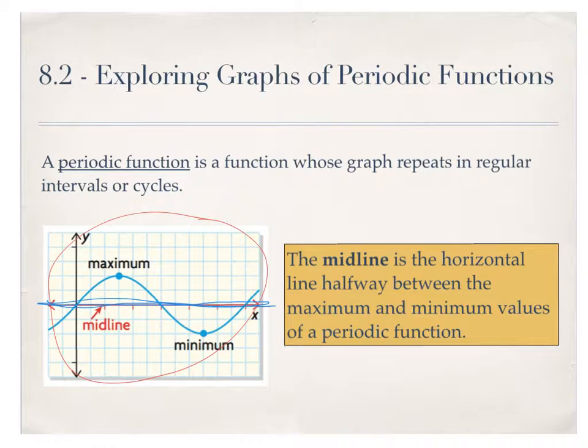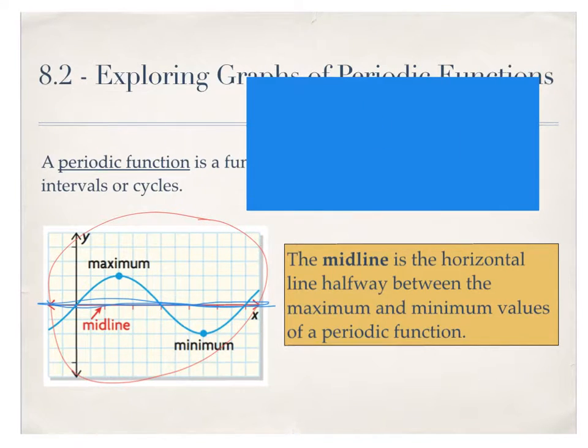Now that's not always going to be the case, right? If we had a graph where the minimum and the maximum were not right around the x-axis, the midline is still just going to be right in the middle. So the midline is whatever value is right in the middle between the minimum and the maximum. In a made-up situation, that could be 4. We might say that the midline is y equals 4.